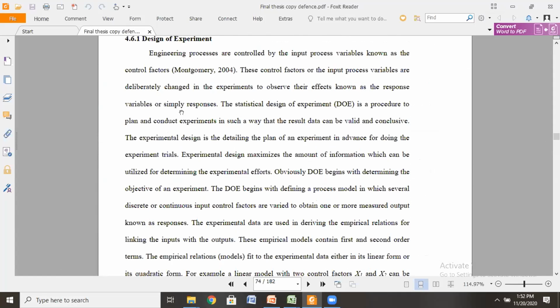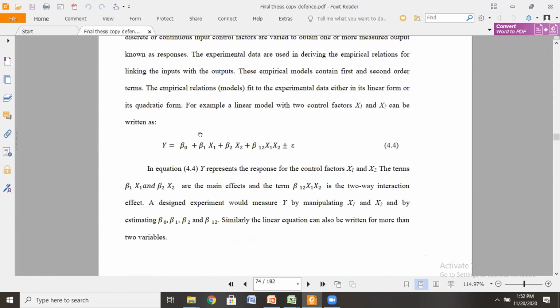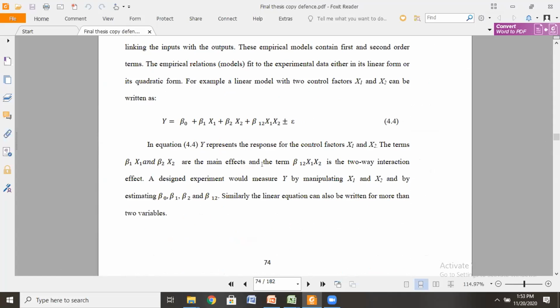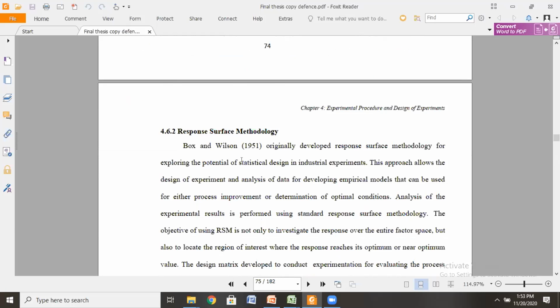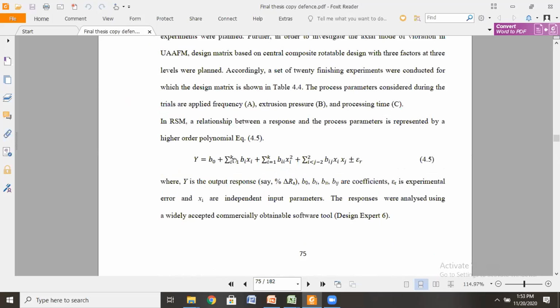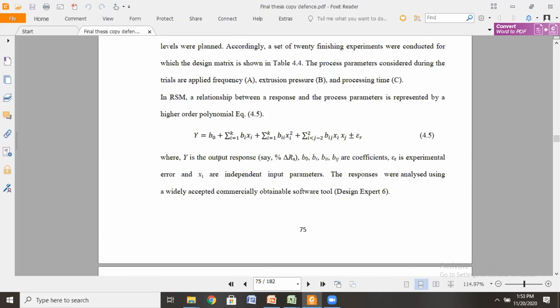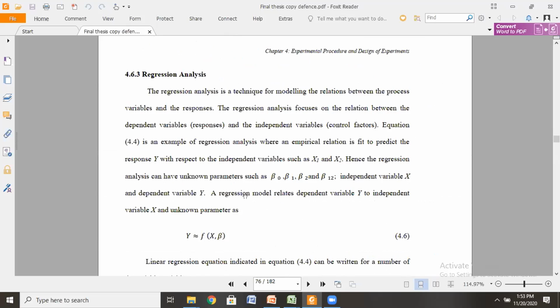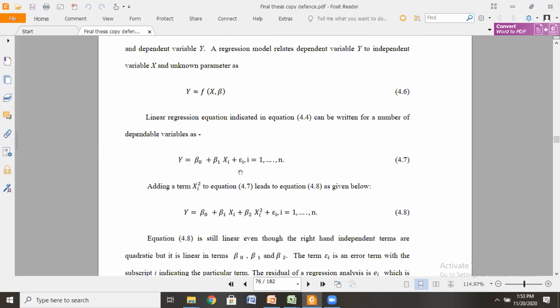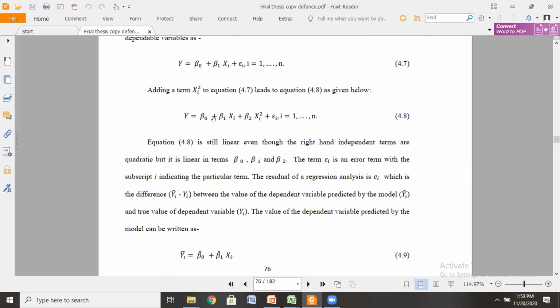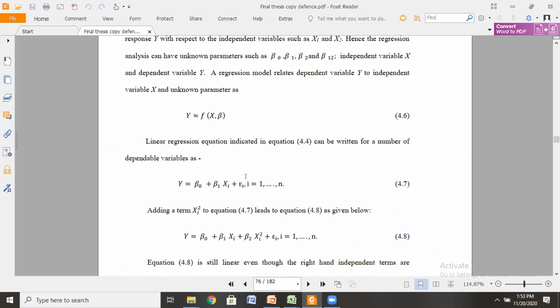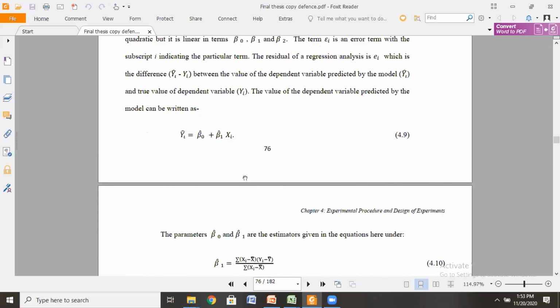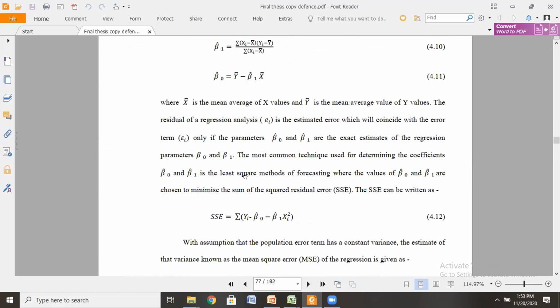Here I have included all the theory about the design of experiment. Here Y is the objective function for second order. You can see the response surface methodology equations are given. It's a high order polynomial equation. Regression analysis is also calculated, and the equations are incorporated here. All these equations are inbuilt in the software. Once you open the software and perform this ANOVA and regression analysis, all these equations are inbuilt.